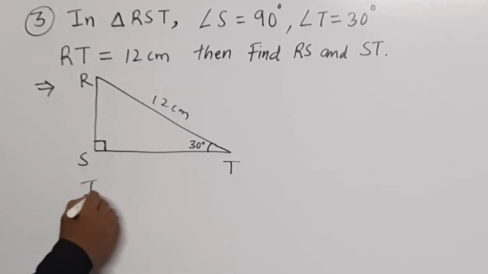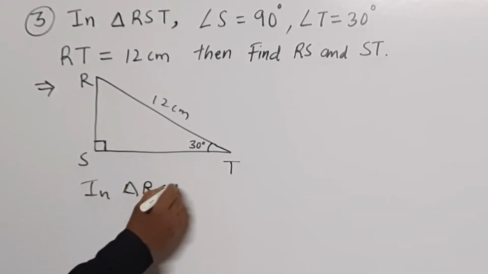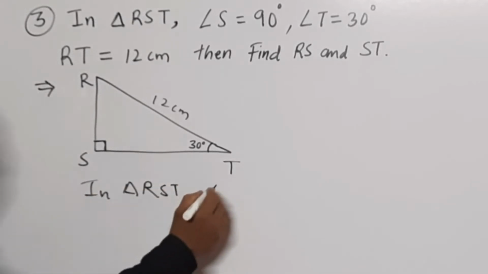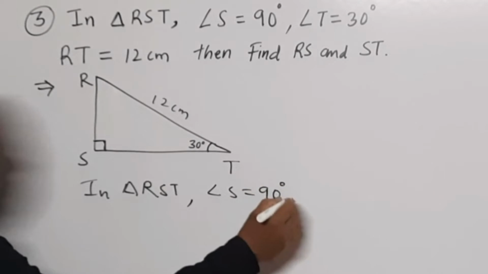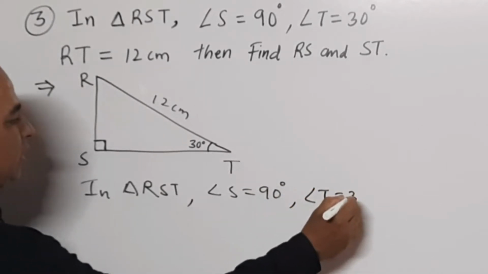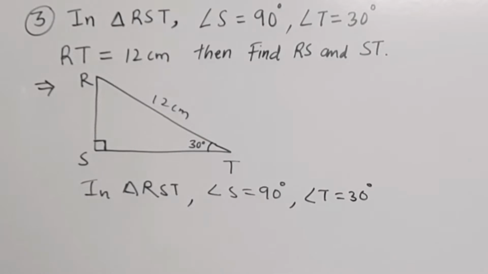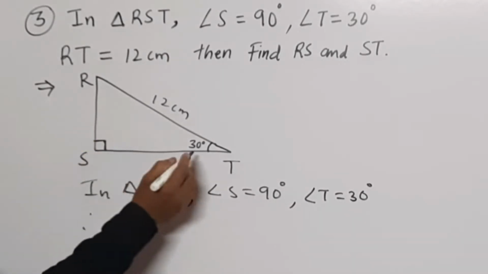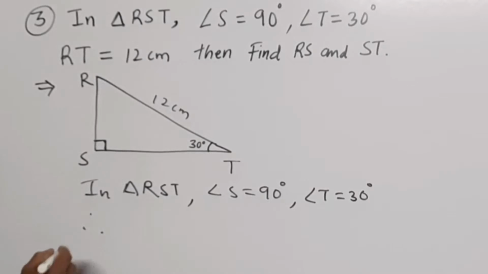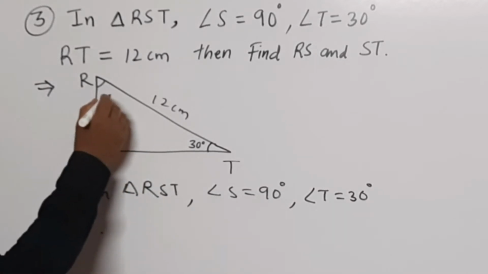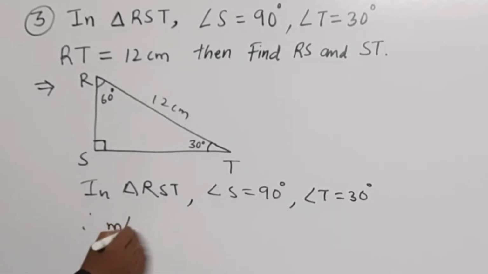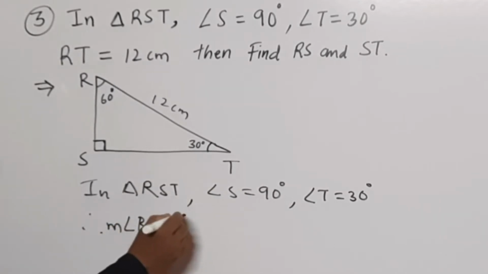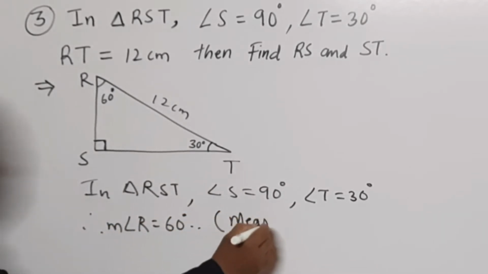Now in triangle RST, angle S is equal to 90 degrees, which is given. Angle T is equal to 30 degrees is given. Therefore, we know that the sum of the measures of angles of the triangle is 180 degrees. So 90 plus 30 is 120. So 180 minus 120 is equal to 60 degrees. So therefore, measure of angle R is equal to 60 degrees, the measure of the remaining angle of the triangle.